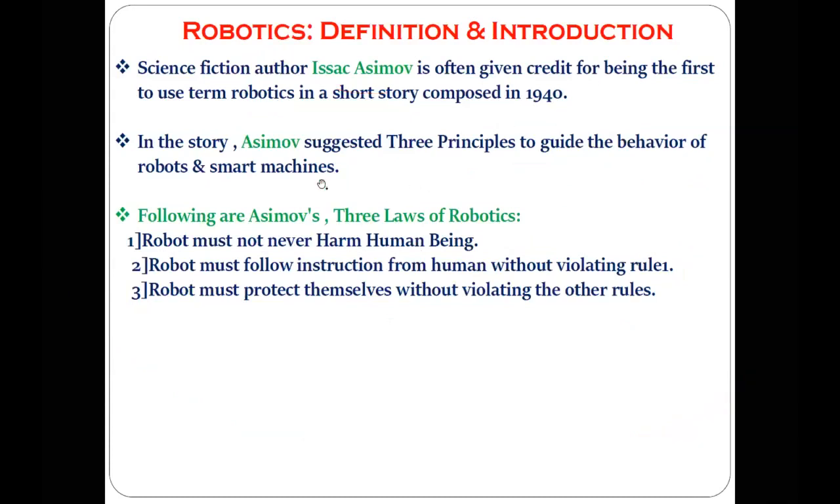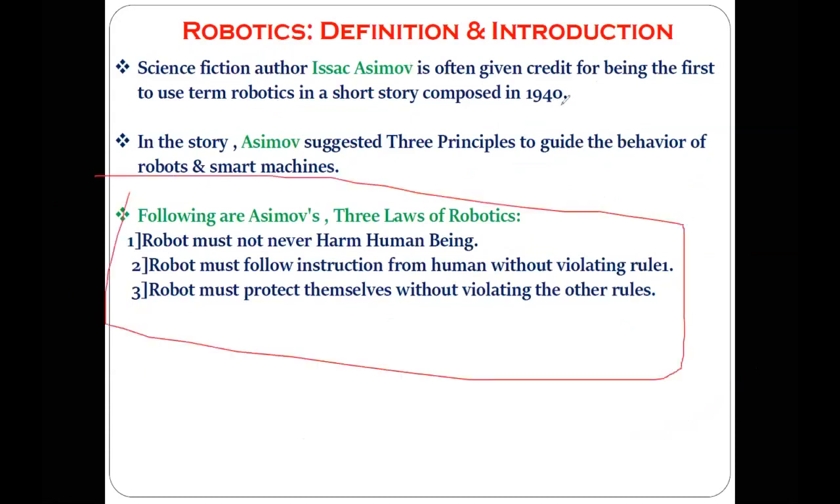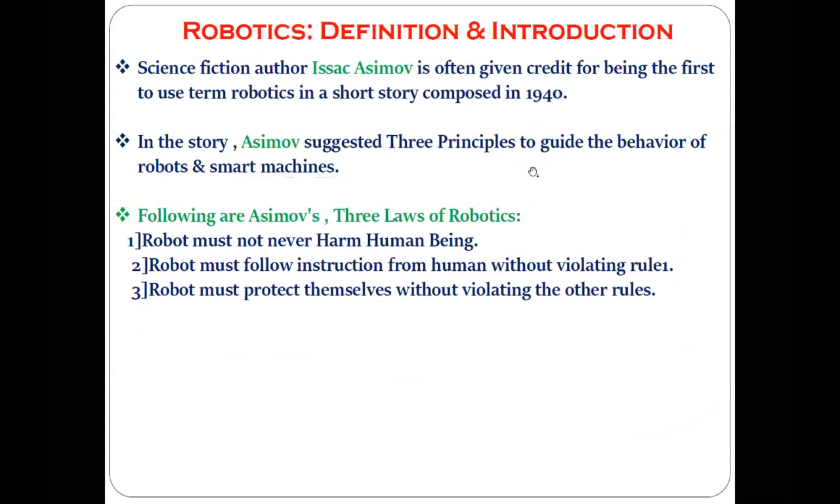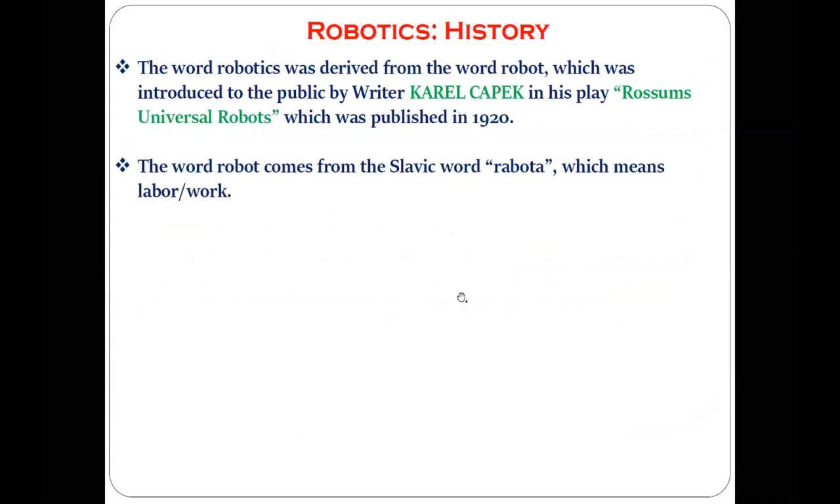Yes, sir. And on these principles only, today's robotics are working. Okay. Now let's see more parts related to the history. Also another scientist, before Isaac Asimov, there was also another, a playwright. Playwright means what?